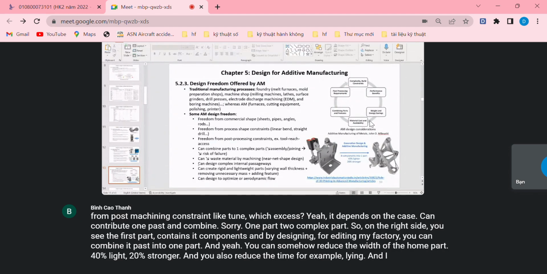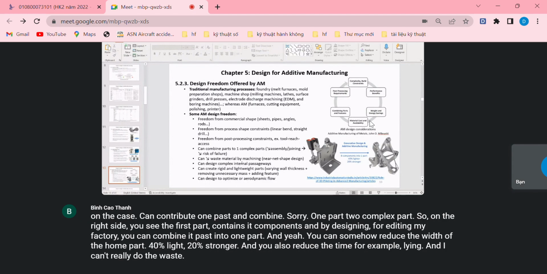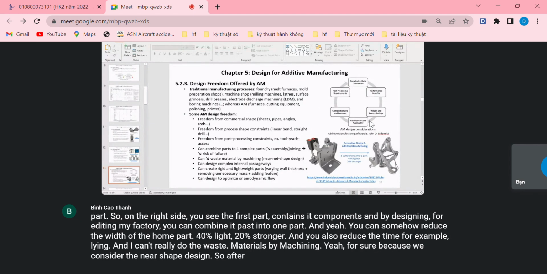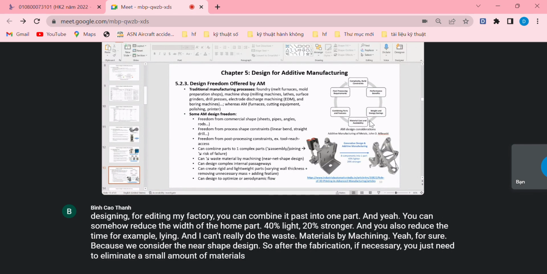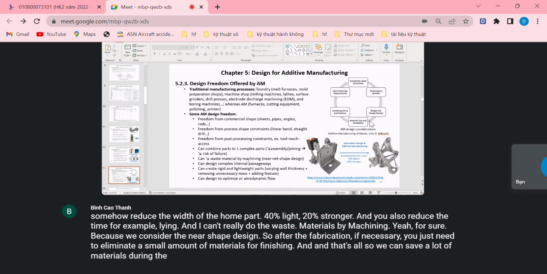And can reduce the waste materials by machining. Yeah, for sure, because we consider the near-net shape design. So after the fabrication, if necessary, we just need to eliminate a small amount of materials for finishing, and that's all. So we can save a lot of materials during the manufacturing process.